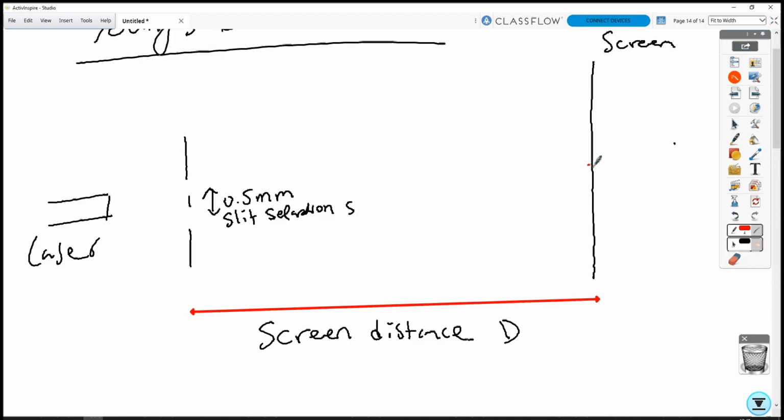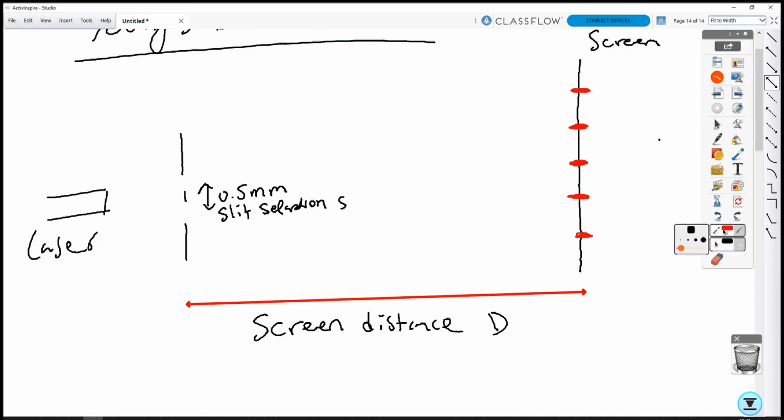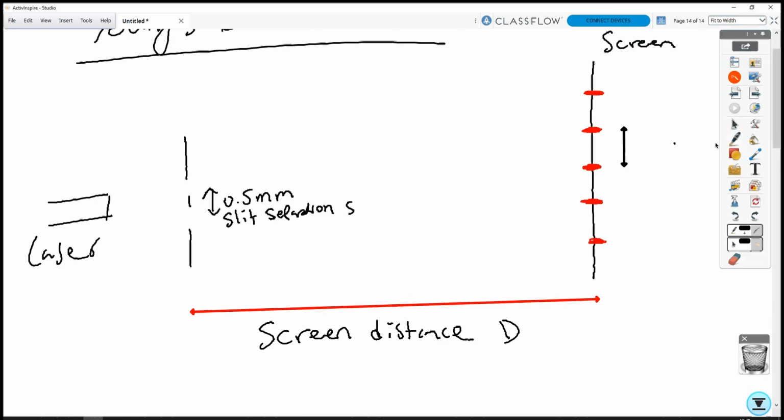And on the screen, we get an interference pattern with fringes forming. And these fringes are separated by a distance called the fringe width, W. This one here is your central fringe.